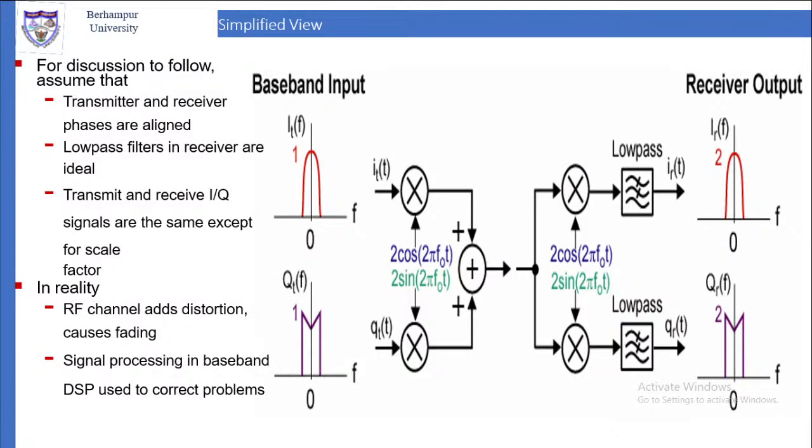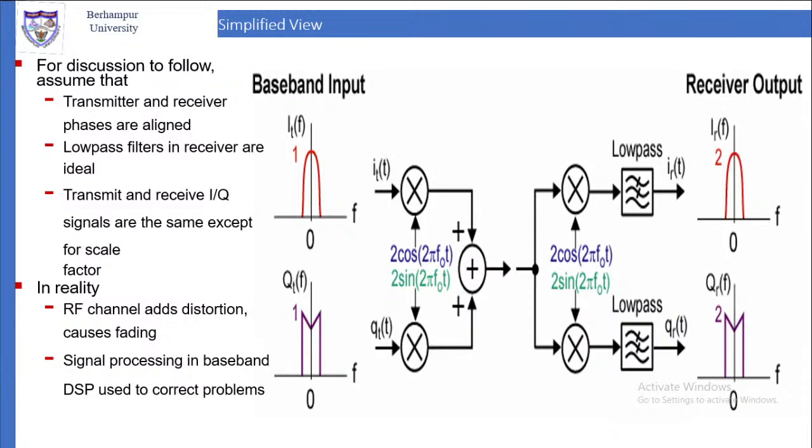This gives you a simplified view of what we discussed. Assume that transmitter and receiver phases are aligned. That is the first thing that we will assume. Ideal case: the low pass filters in the receiver are ideal. This is also an ideal case. Transmit and receive IQ signals are the same except for the scale factor. These are all ideal cases.